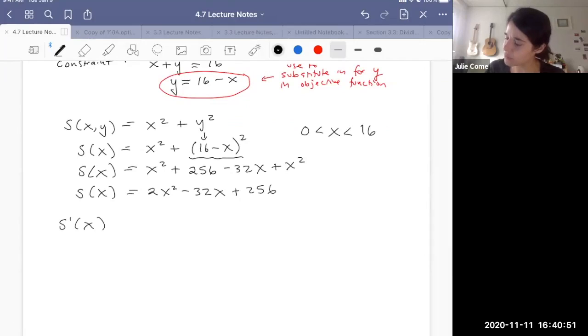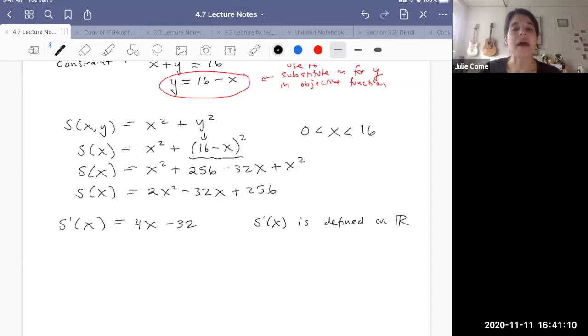That's pretty straightforward since it's a polynomial. Derivative of 2x squared will be 4x. Derivative of minus 32x will be minus 32. And that's it. And we see, of course, that s prime of x is, again, defined for all real numbers. So I don't have to worry about it not being defined. And so that means I just want to look at where it will be equal to 0.